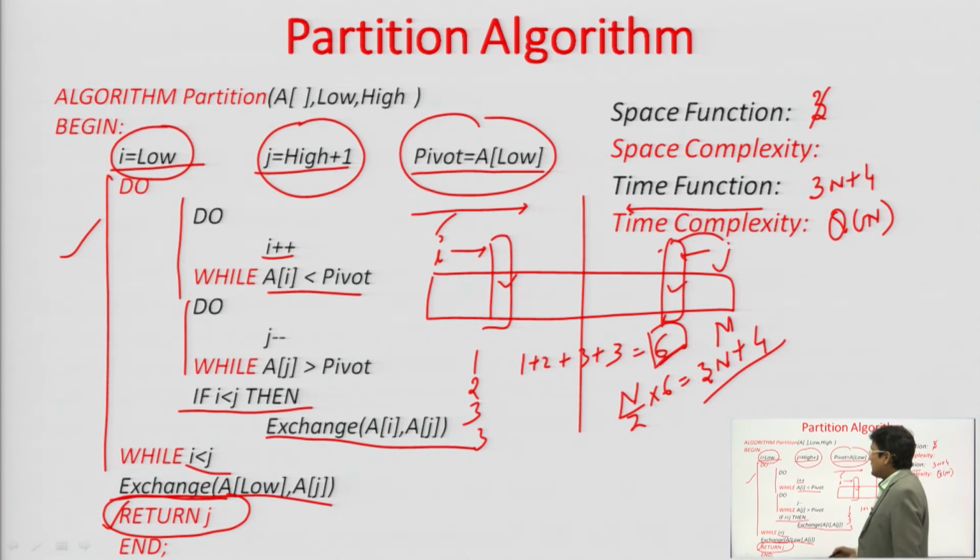Now, what will be the space function? What are the extra variables you took from your side? i is an extra variable, j is an extra variable, pivot is an extra variable, and for exchange you will require a third variable. You may or may not require it, since the exchange is possible with or without a third variable. So, let us say we are taking a third variable. So, a total of 4 extra variables are required here. So, the space complexity of the partition algorithm will be theta 1 here. Okay. So, we have found that theta n time is required for the partition and theta 1 space is required for the partition algorithm to take place.